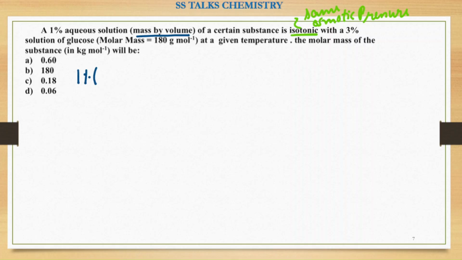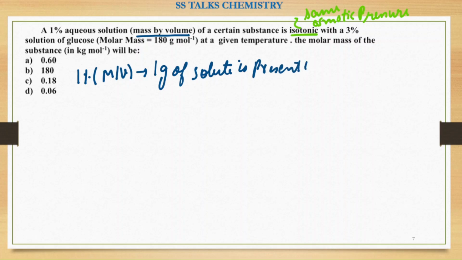A 1% mass by volume term means 1 gram of this particular solute is present in 100 ml of the solution, because here the volume is given, so ml will be used. Had it been 1% mass by mass, it would mean 1 gram of the solute is present in 100 grams of the solution. This is how the various concentration terms are presented.